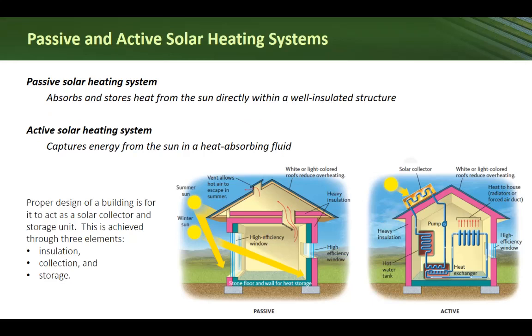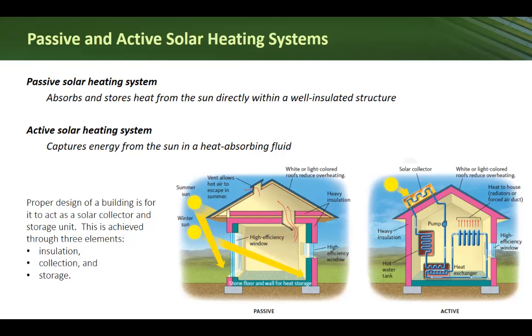One of the ways that we can start looking at this is by looking at passive and active solar heating systems. This is becoming increasingly popular. More and more people are starting to look at doing water heating in particular for their homes using these types of solar heating systems. In a passive solar heating system, we're going to absorb and store heat from the sun directly with a well-insulated structure. And so we get that sun in and we keep it in.